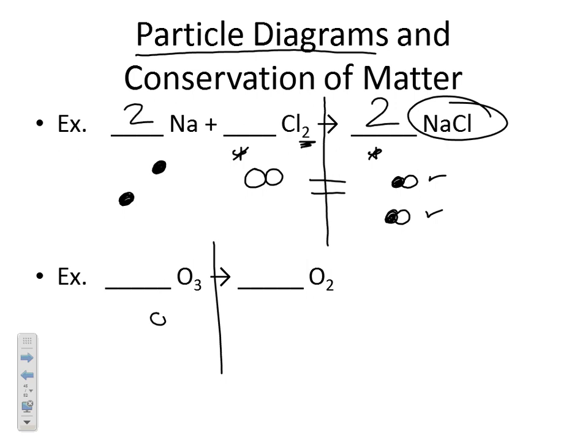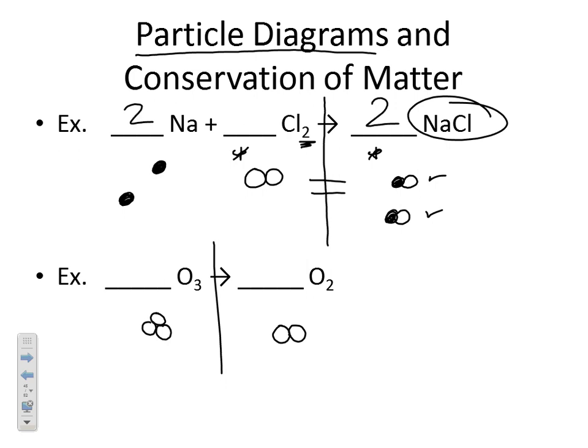Another example with ozone and oxygen gas, we've got O3 going to O2. Well, if I'm drawing an O3 particle diagram, it will probably look like that, right? 3 atoms of oxygen. And if I'm drawing O2, again, it would be a diatomic. Right now, it's not balanced. It's not showing conservation of matter because I start with 3 oxygen atoms, but I only end with 2. I have to start and end with the exact same amount of oxygen atoms.